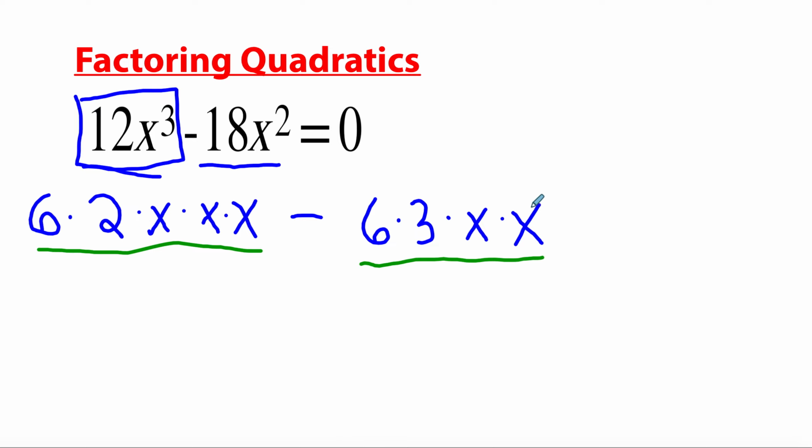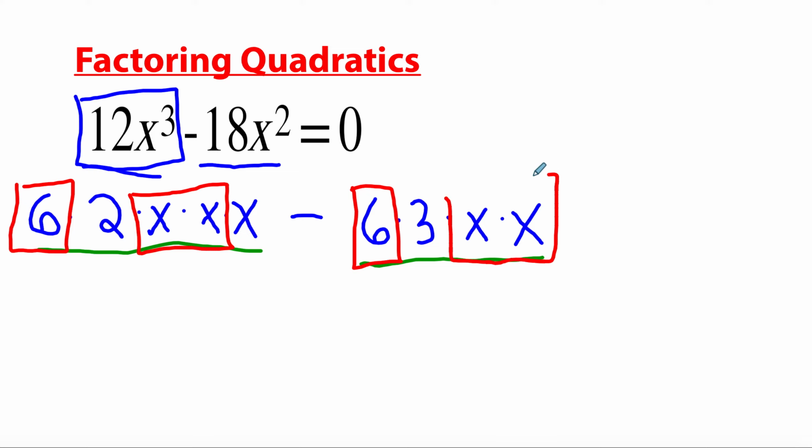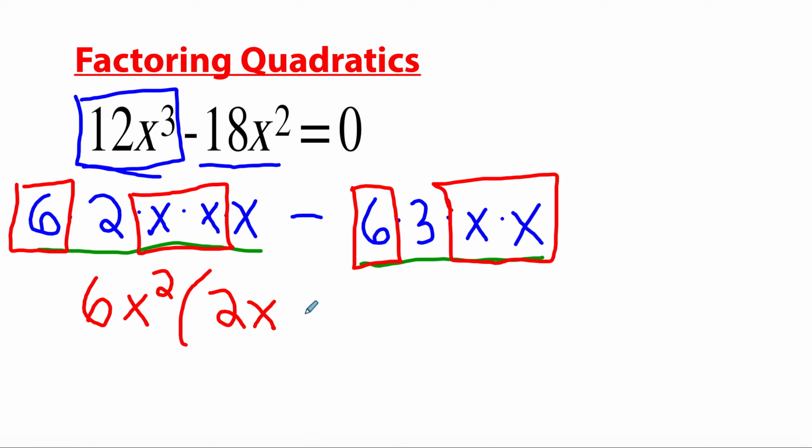So what do all of these factors share? Clearly they both have a 6. There's one here and there's one here, so that's a common factor. And then there are 2 x's in each of these terms. So overall, I can take out a 6x squared of each of these terms. And what's left over? Well, I need to put that in parentheses. What's left over here is 2 times x. And what's left over here is just this 3. So when I take the greatest common factor out of both of these terms, this is what factoring looks like.